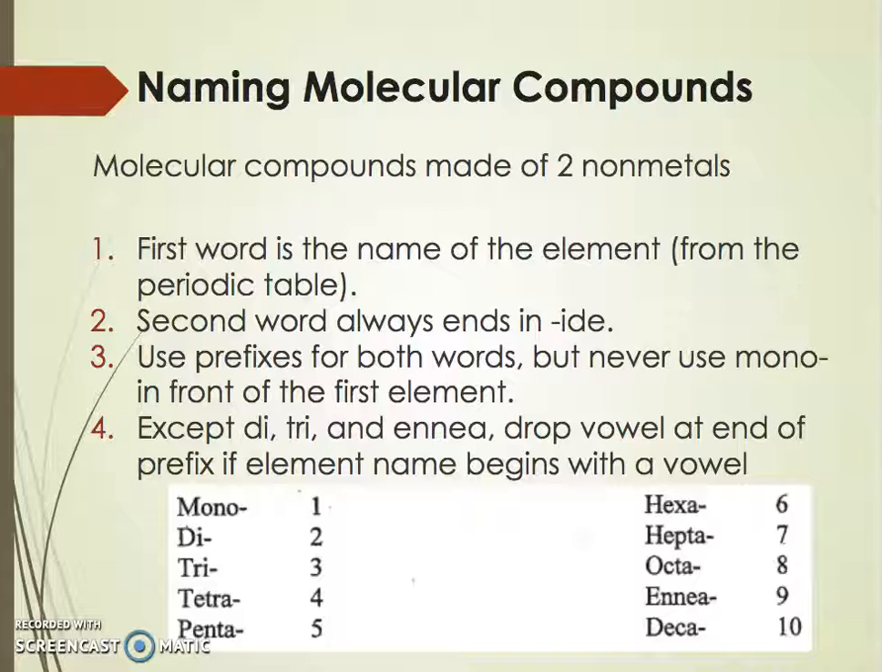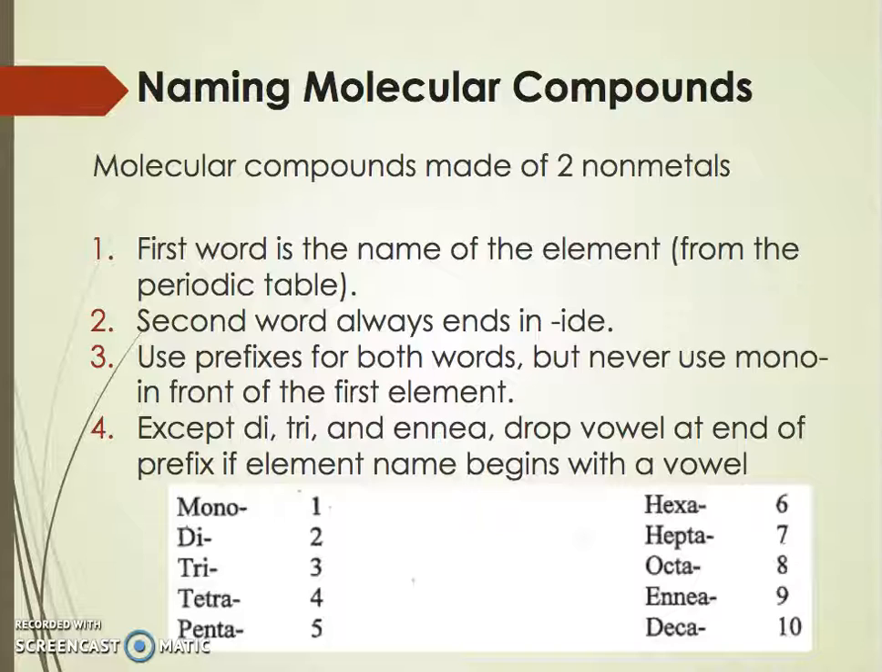But when you name them, you want to make sure that the first word is the name of the element from the periodic table, and you write it exactly as you find it on the periodic table. The second word has the IDE ending. So you're going to take off essentially the last syllable of the element and change the ending to IDE.